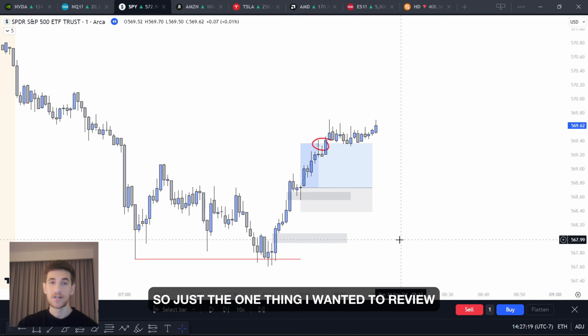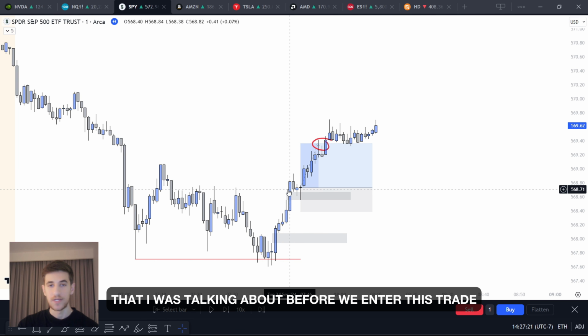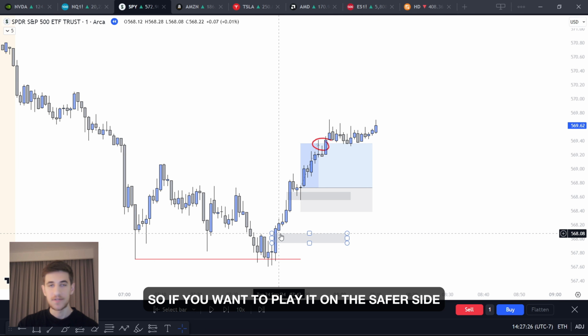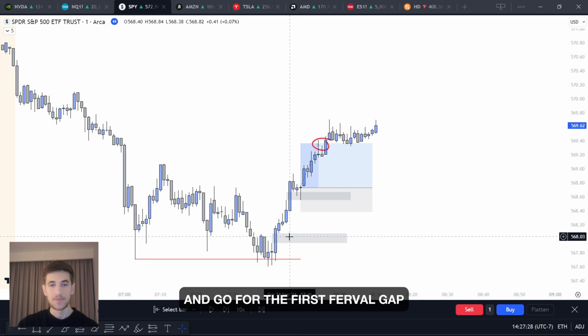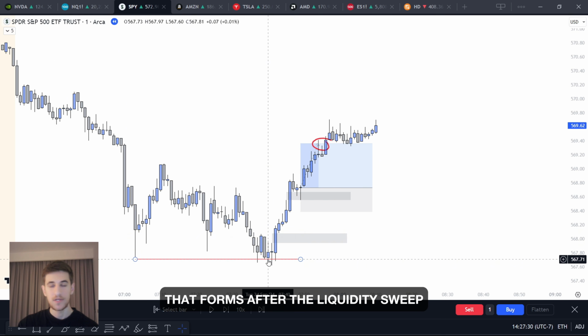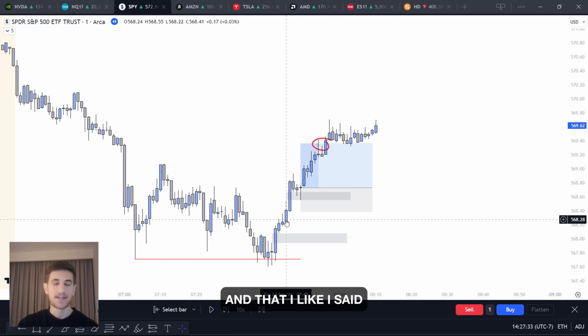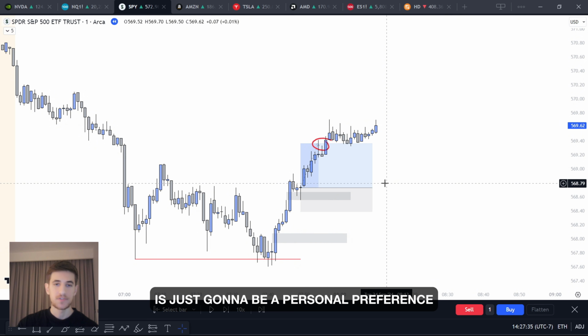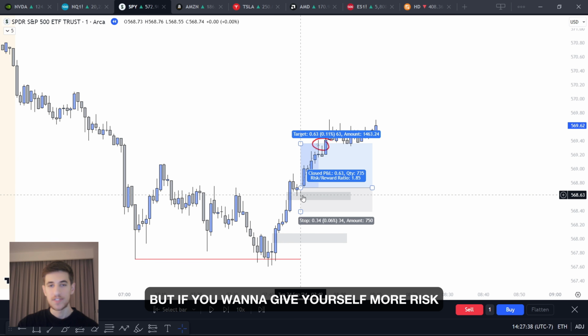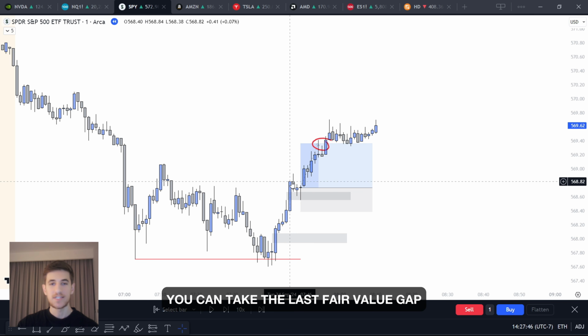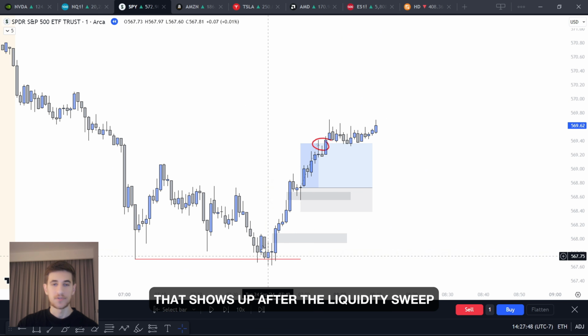So just the one thing I wanted to review that I was talking about before we entered this trade. If you want to play it on the safer side and go for the first fair value gap that forms after the liquidity sweep, you will sometimes miss the trade, and that, like I said, is just going to be a personal preference. But if you want to give yourself more risk and more room for the trade, you can take the last fair value gap that shows up after the liquidity sweep.